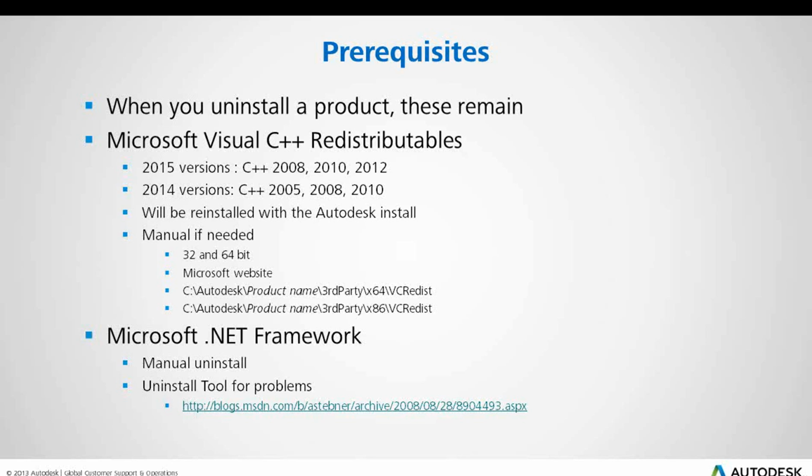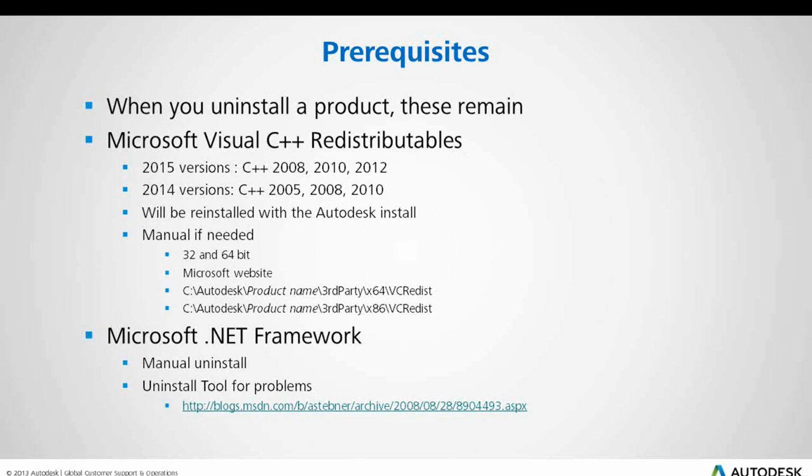And the other prerequisite is the Microsoft .NET framework. Usually, if it's failing on that, again, you can just go into Control Panel, do an uninstall of the .NET framework from there, and then run the Autodesk installer. It'll install the .NET framework as part of the reinstall, and usually you're fine at that point. Sometimes the .NET framework can get corrupted, and even doing an uninstall doesn't remove all the residuals of it.